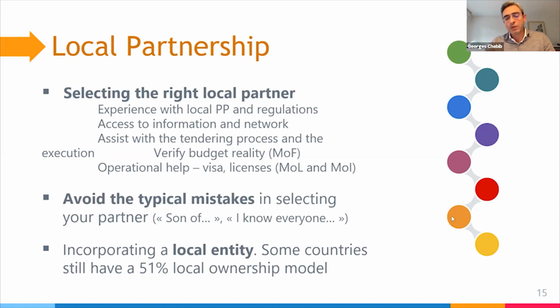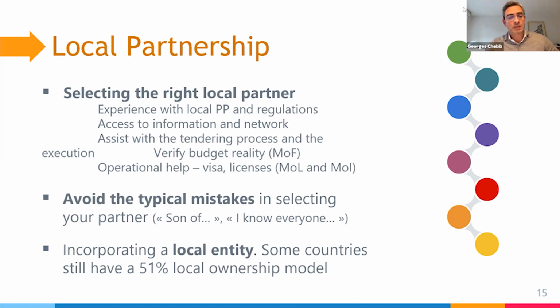Anyone doing business development will know that you always have the son of someone, the prince of someone, the Mr. I know everyone and so on. These are usually red flags, so you want to avoid them or be cautious. Incorporating a local entity could also be a good idea. Some of the countries still have 51% local ownership, but this can be managed through shareholders agreements in order for you to keep the management.